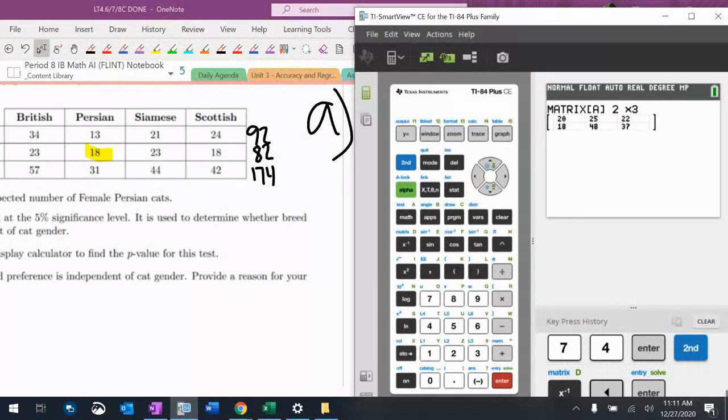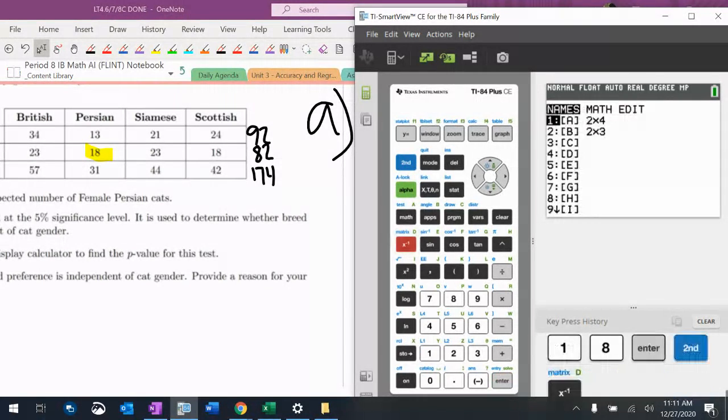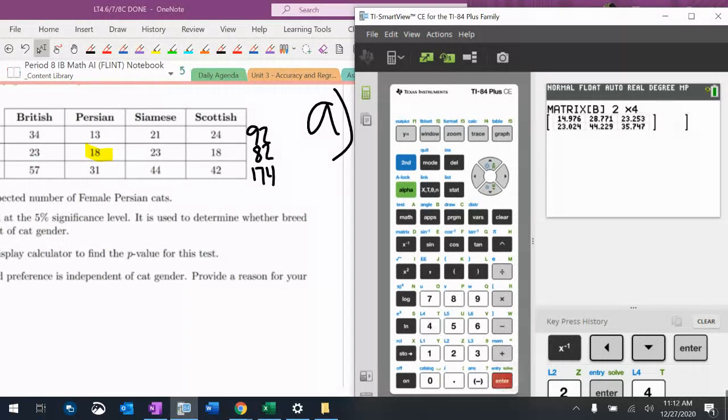Okay, so we're going to do this matrix. It's 2 by 4. All right, matrix A is the actual observed values. So 34, 13, 21, 24, 23, 18, 23, 18. So there's my observed frequencies. Then I'm going to go back to the matrix. I'm going to go to B. I'm going to hit enter. And I'm going to go 2 by 4.